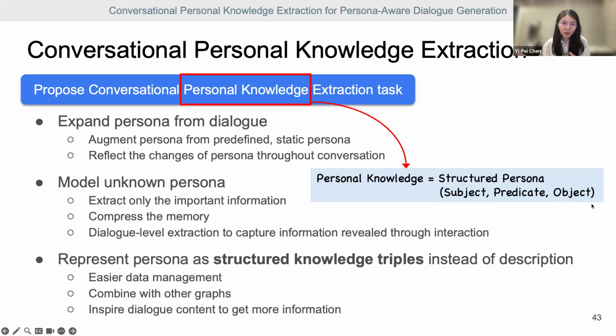Representing persona as personal knowledge has the following benefits. It allows users to manage their own data, and it can be combined with other graphs such as social networks or commonsense knowledge graphs to further enhance the agent's comprehension. And like slot filling in task-oriented dialogues, it can be used for inspiring future dialogue content.